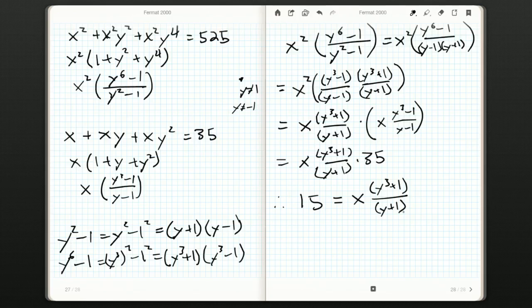Okay. Now y cubed plus 1 over y plus 1, I think there's a way to get rid of that as well. I think that turns into something. I think y cubed plus 1 is y plus 1, so if I wanted this to work, it would need to be times y squared.